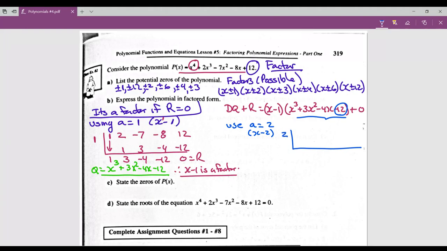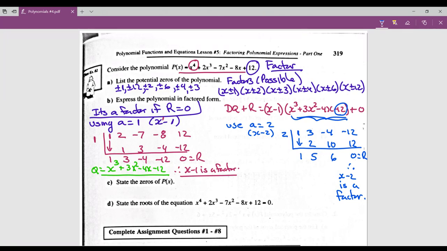So 2 goes on the outside. We're only doing synthetic on this. So we're going to go 1, 3, negative 4, negative 12. Down the 1, multiply by 2, add, you get 5, give me 10, that gives me 6, that gives me 12, which gives me 0, which is good, which means x minus 2 is a factor. Therefore, x minus 2 is a factor.